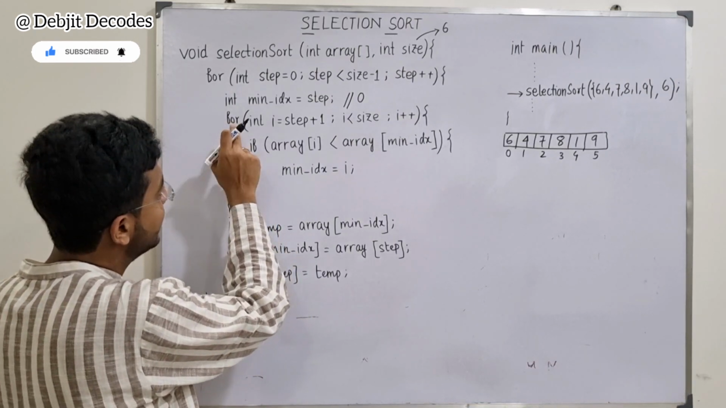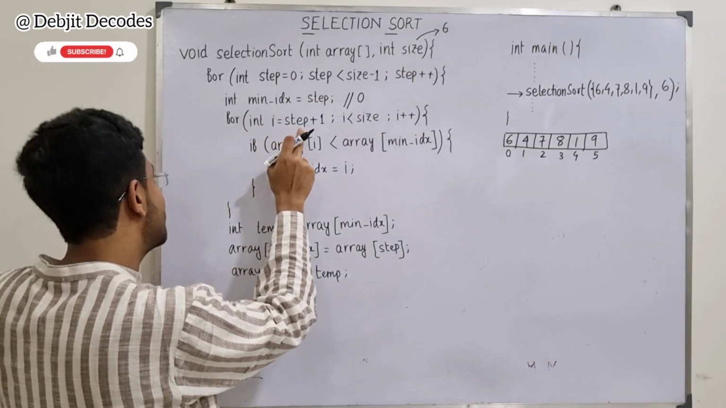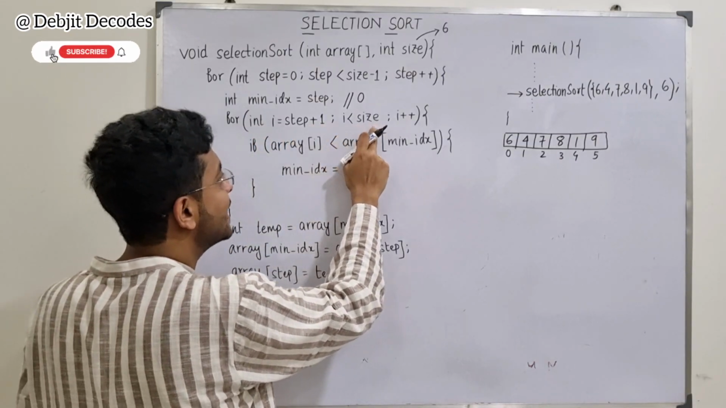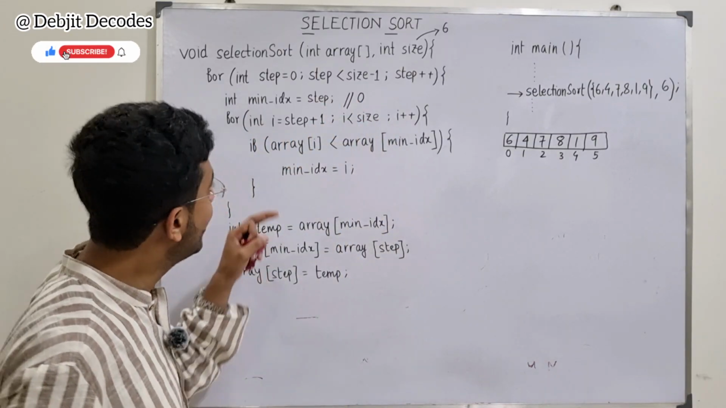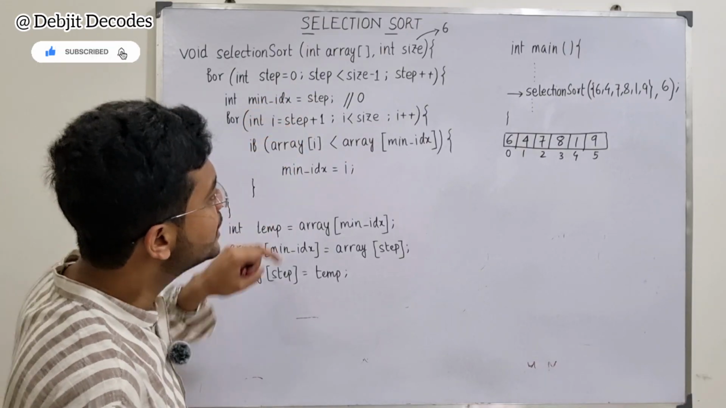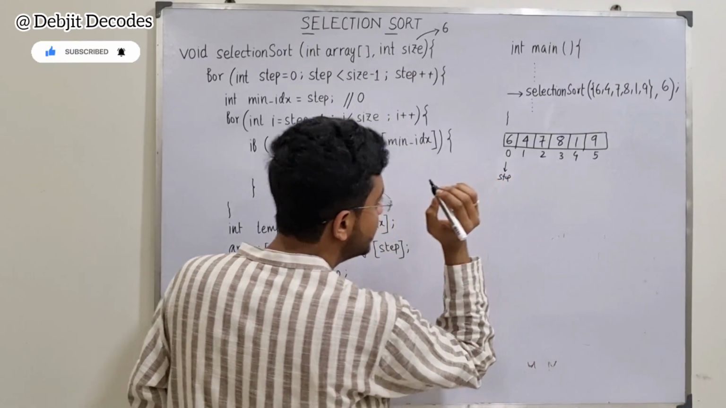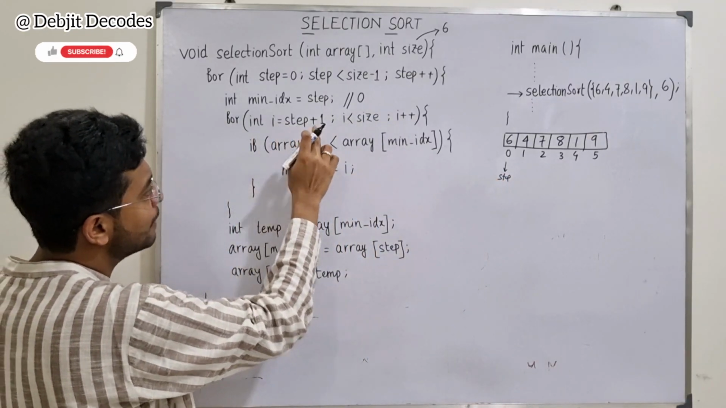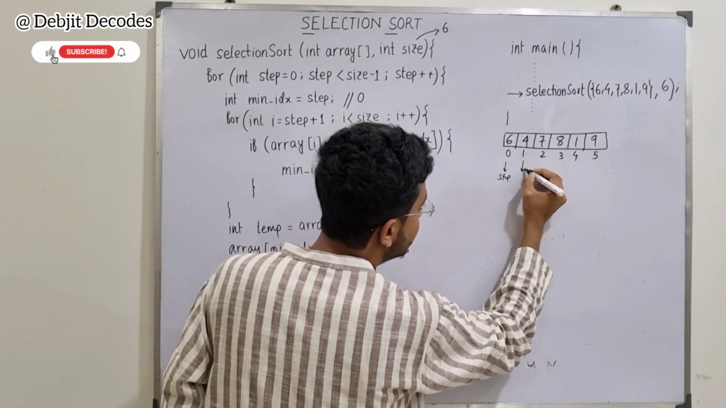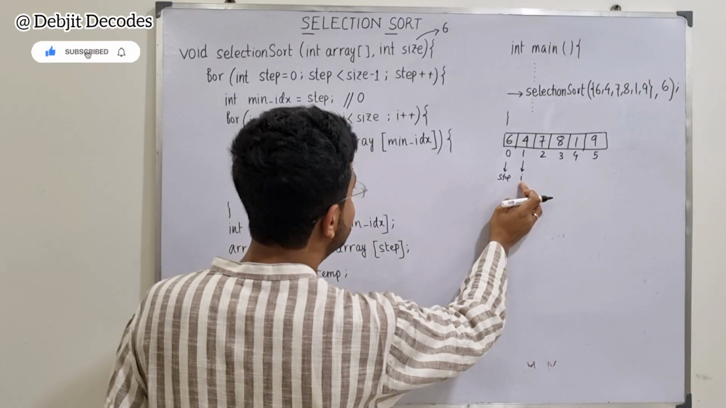Now we will come to the internal for loop. What is it doing? For int i equals to step plus 1, i less than size, i plus plus. So what it is doing? It is starting from step plus 1. What is the value of step? 0. So this particular step is here, and i is starting from step plus 1. What is there? This one is i. This one is i. So i is starting from step plus 1.